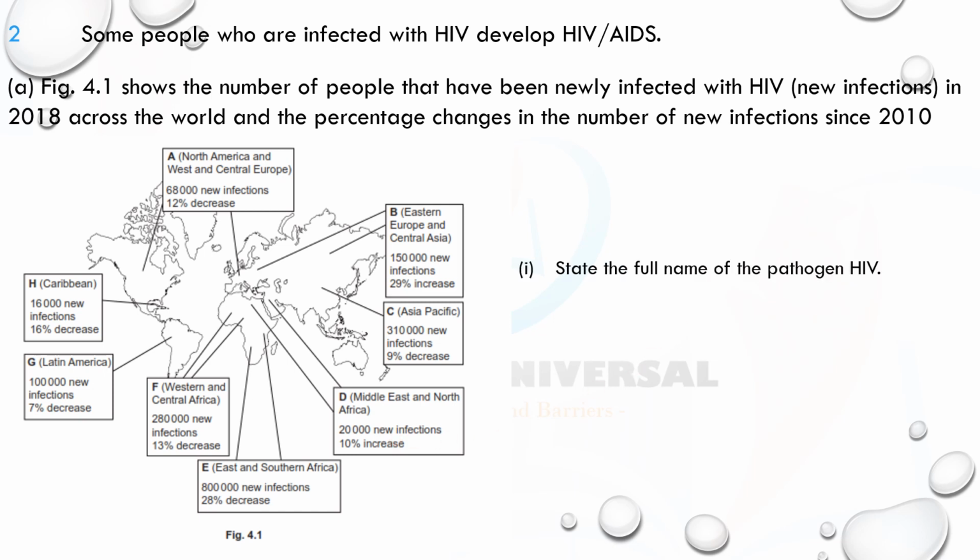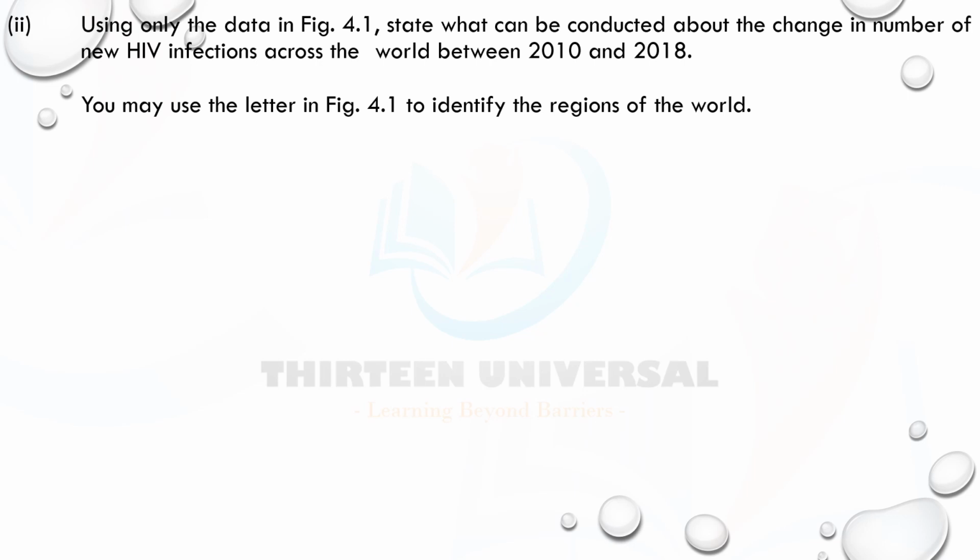Let's go to the next question. State the full name of the pathogen HIV. What is the full name of HIV? Human immunodeficiency virus. Using only the data in Fig 4.1, state what can be concluded about the change in the number of new HIV infections across the world. You may use the letters and the 5 regions of the world.